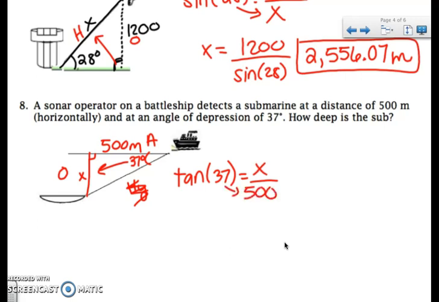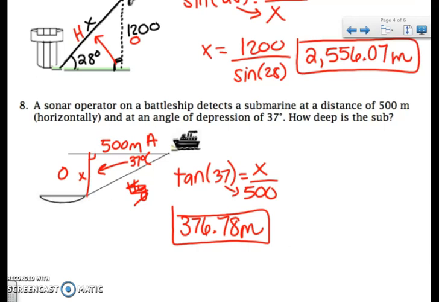X is up high, so I'm going to cross multiply. So do tangent of 37 times 500. Should get 376.7, and then that would round to an 8. And we got meters. So that is how deep the submarine is.